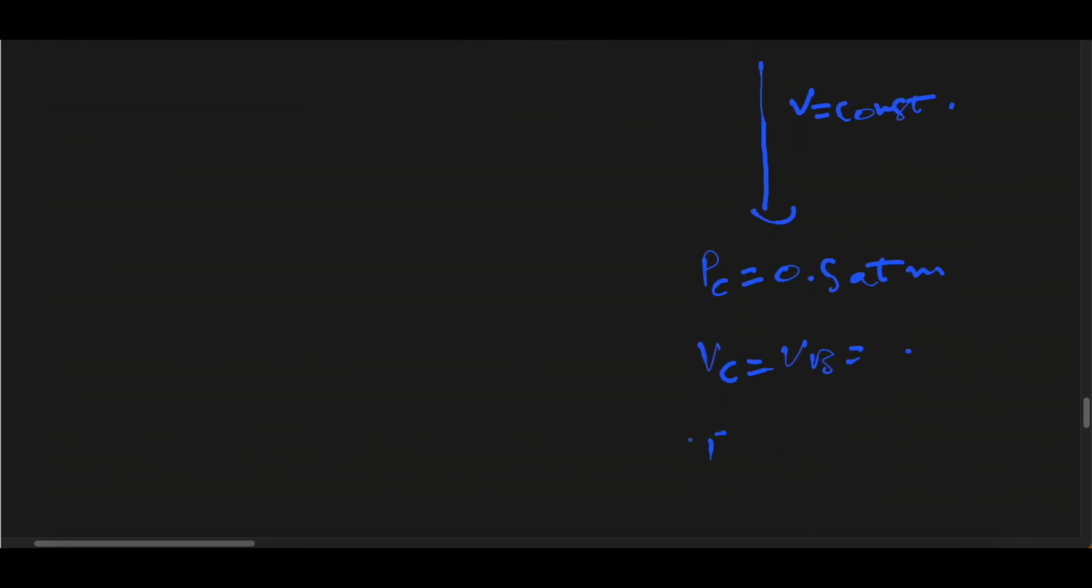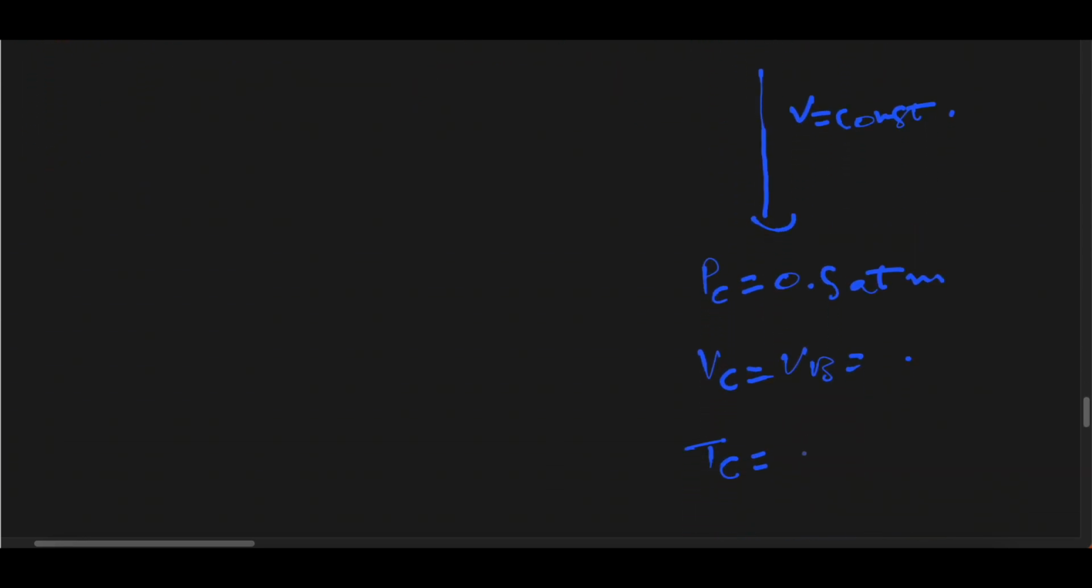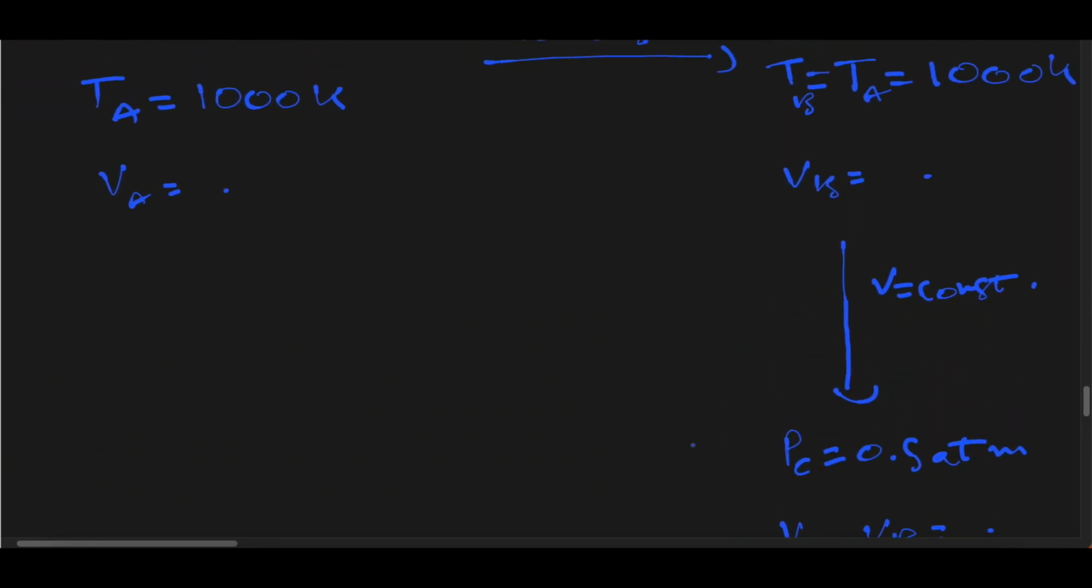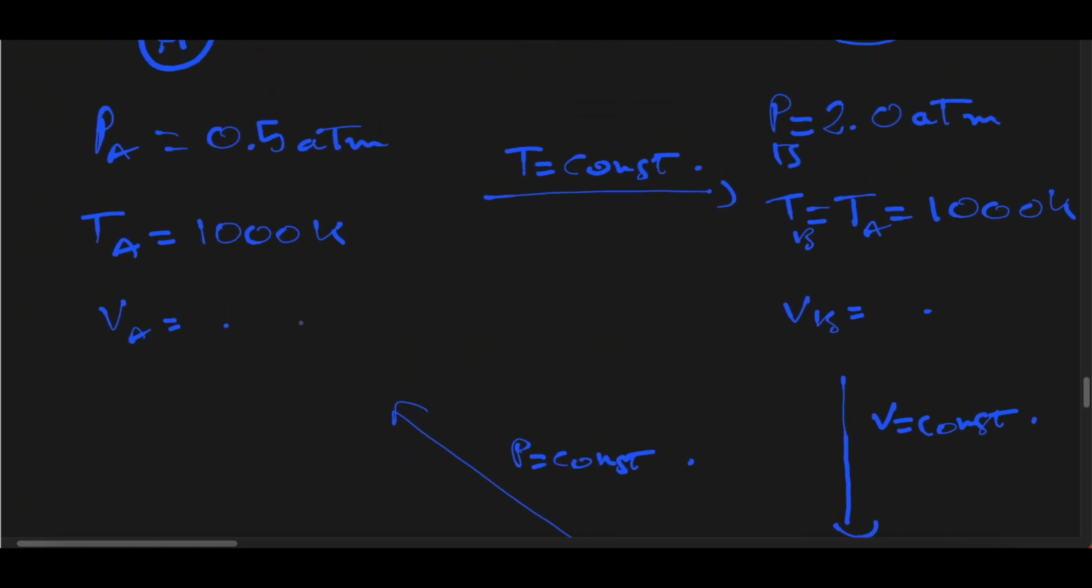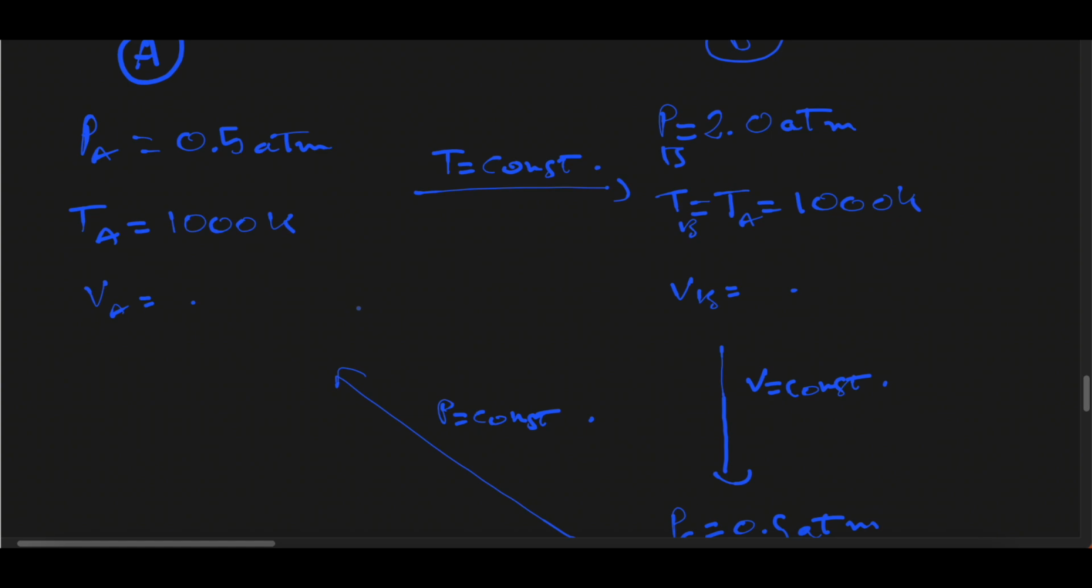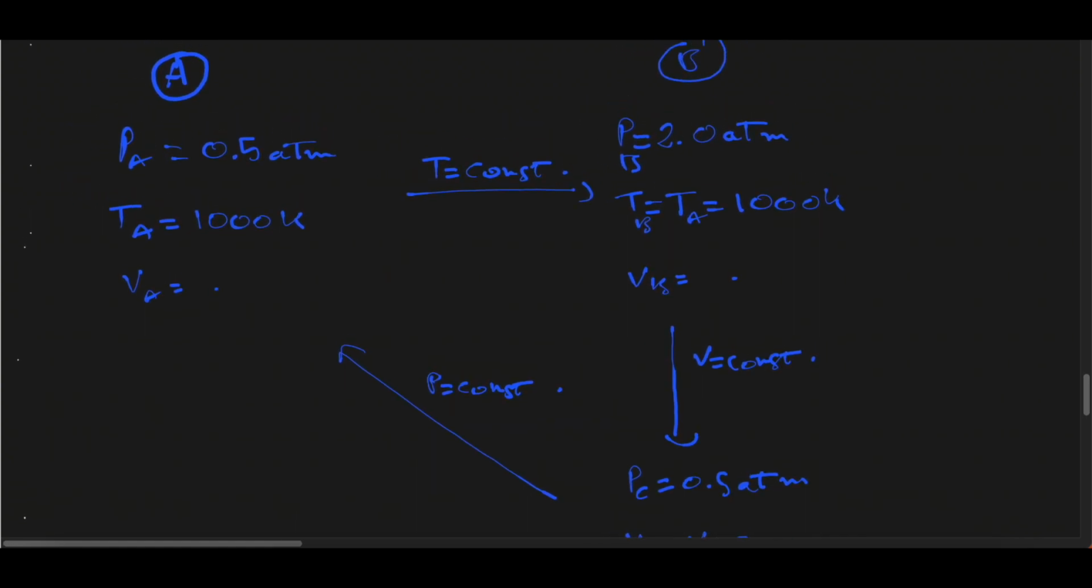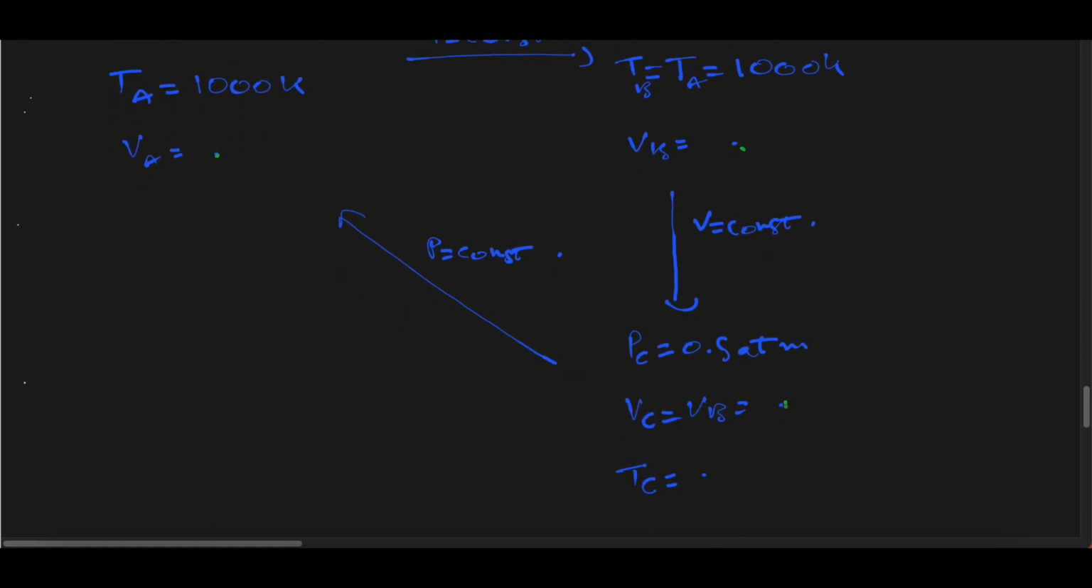And here the temperature is not given either. After that, the gas returns to its initial state through an isobaric change, which means that the pressure remains constant. Now, before drawing the PV diagram, it's better to calculate each state variable.